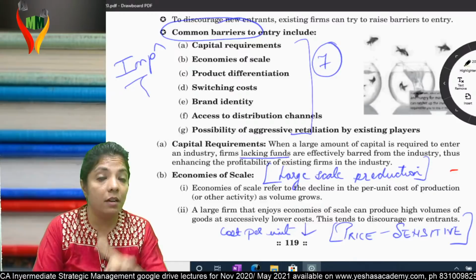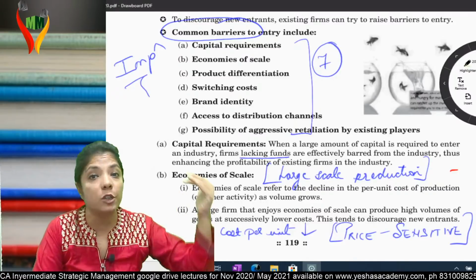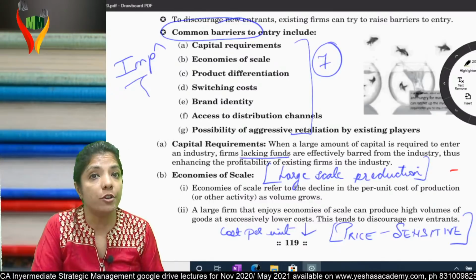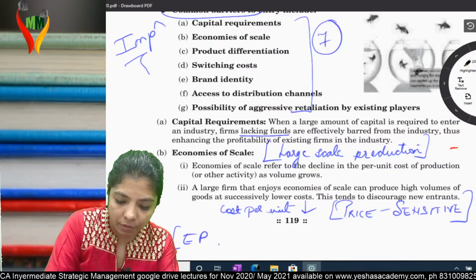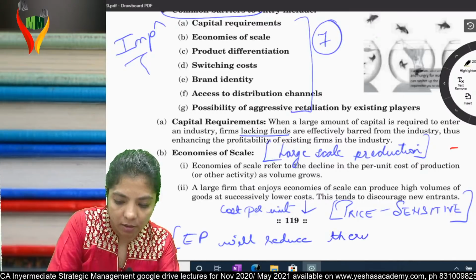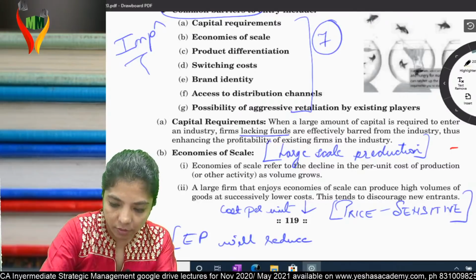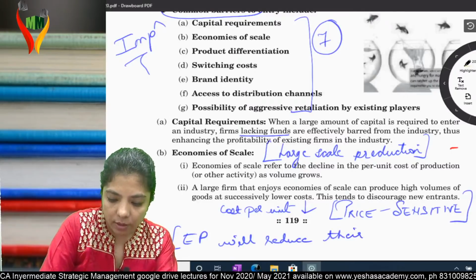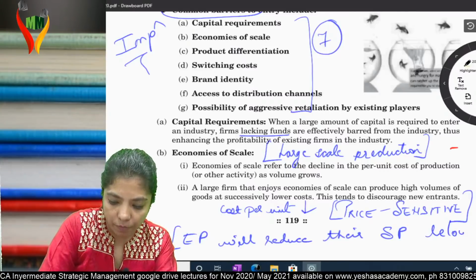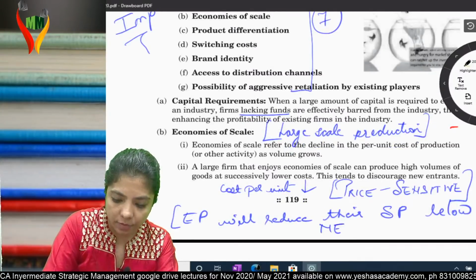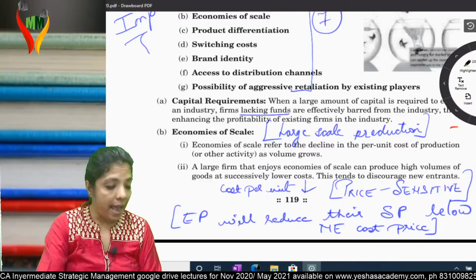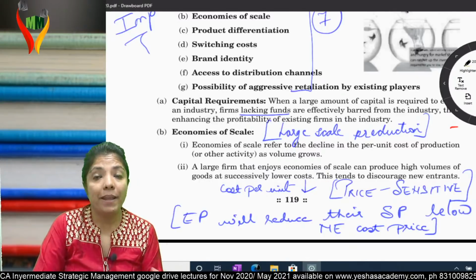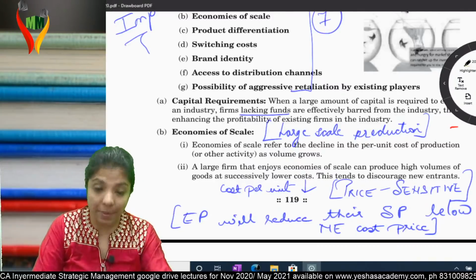As economies of scale is clear, economies of scale leads to reducing cost per unit, and this can be a hurdle for new entrants, because what will the existing player do? Existing players will reduce their selling price below the new entrant's cost price. Am I clear? Any problem till here? Please copy this fast. Am I clear?